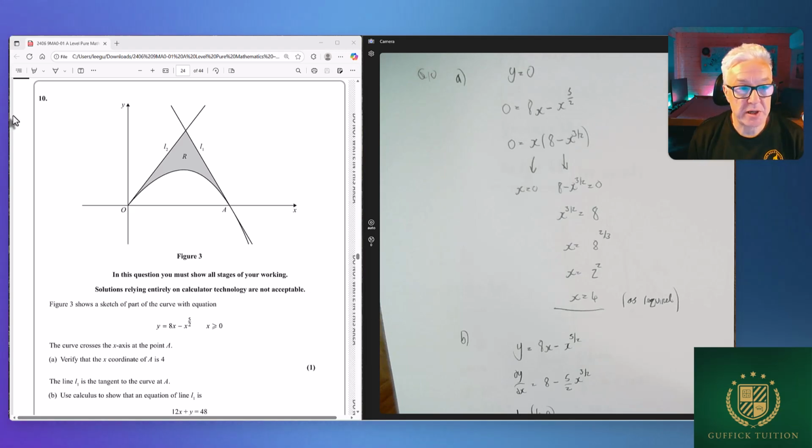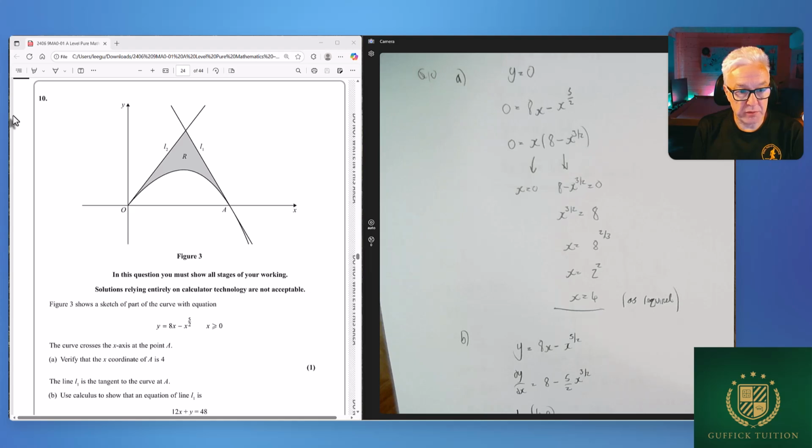Hi everyone, this is question 10 now on paper 1 from 2024. It looks like we've got a nice finding areas kind of question here. So it says figure 3 shows a sketch of part of the curve with the equation y is equal to 8x minus x to the power of 5 over 2, where x is greater than or equal to 0. The curve crosses the x-axis at the point A. Verify that the x-coordinate of A is 4.